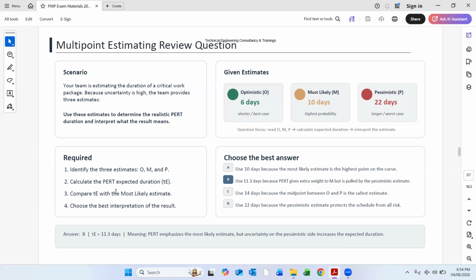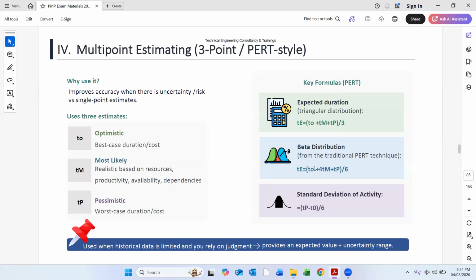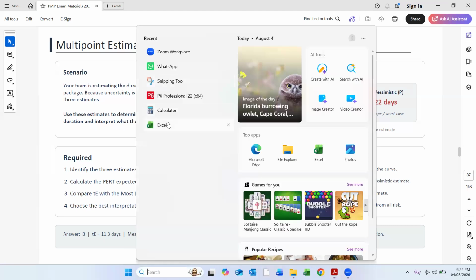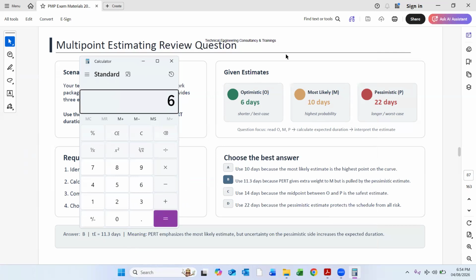Okay, now calculate the PERT expected duration. So what is the expected duration formula? We'll go back. The expected duration formula is optimistic plus most likely plus pessimistic divided by 3. So now if you are calculating, let me open the calculator. Let us calculate here. So 6 plus most likely plus pessimistic divided by 3. So the answer is 25.